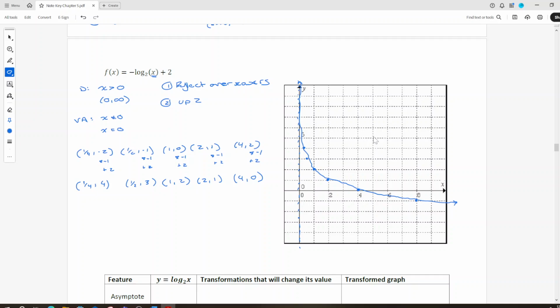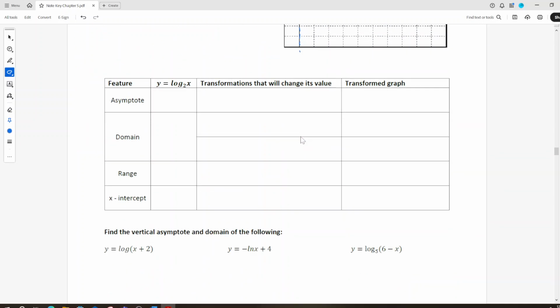Like I want you to be able to recognize that this is the y equals log to base 2 of x shape. It's been reflected in the y values over the x-axis and it's been moved up too. But I'm not super concerned about you being able to replicate these. What I want you to be able to do is this.